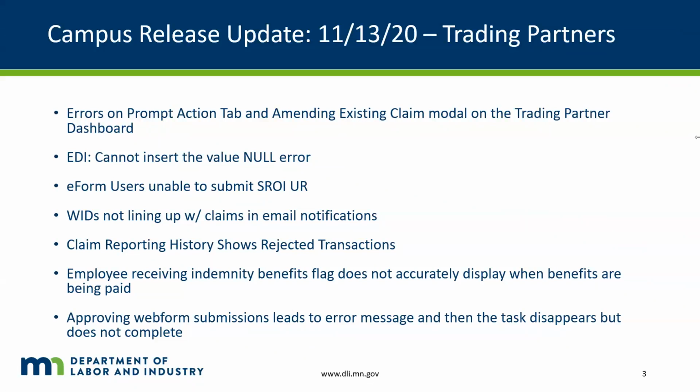EDI can insert a null value error. That's something that trading partners were receiving as an error when they were sending in a transmission and it was coming back with that error. So that has been fixed. Anybody who's actually filing eForm is now able to file their SHROI, and then the WID's not lining up and claims email notifications going out were different. So you can read through these. We don't have to go over every one, but we wanted to make sure that these are now fixed. We did test them. They are working, and we haven't had any reports today where we're having issues with these.